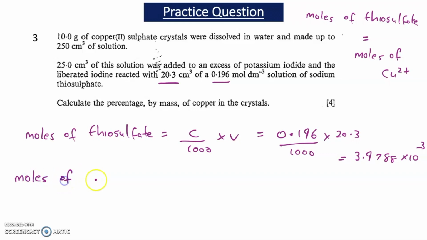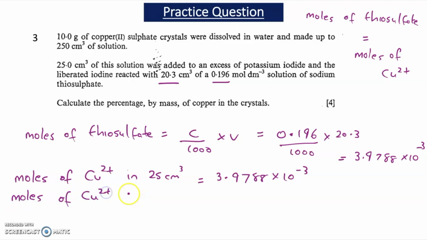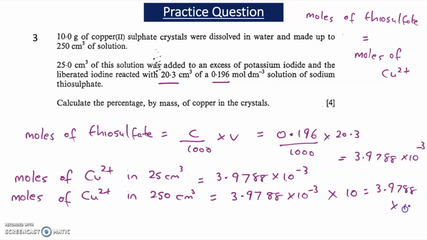Now the moles of thiosulfate is equal to the moles of Cu2+. So the moles of Cu2+ in 25 centimeters cubed will be equal to 3.9788 times 10 to the minus 3. Now, because we need to work out the percentage mass of copper in the crystals, we need to work out the moles of Cu2+ in 250 centimeters cubed, because that was our original solution. So to do this, we just need to times the moles in 25 by 10, and this will be 3.9788 times 10 to the minus 2. And that will be our moles in 250 centimeters cubed.